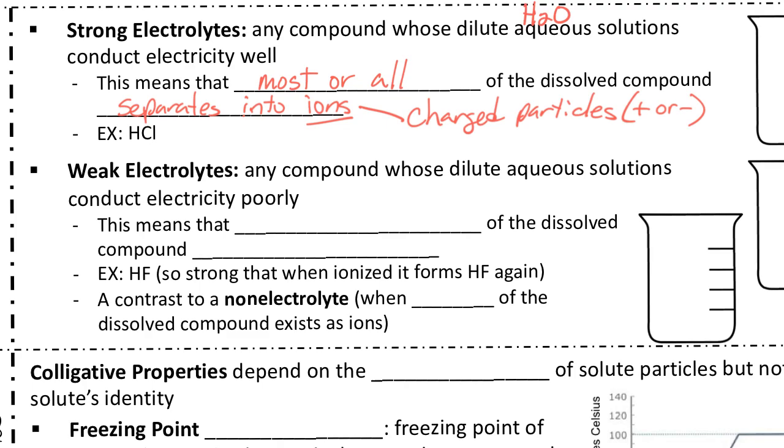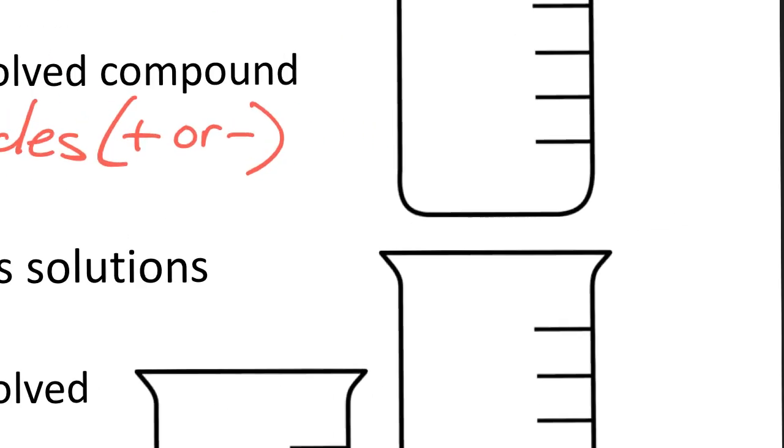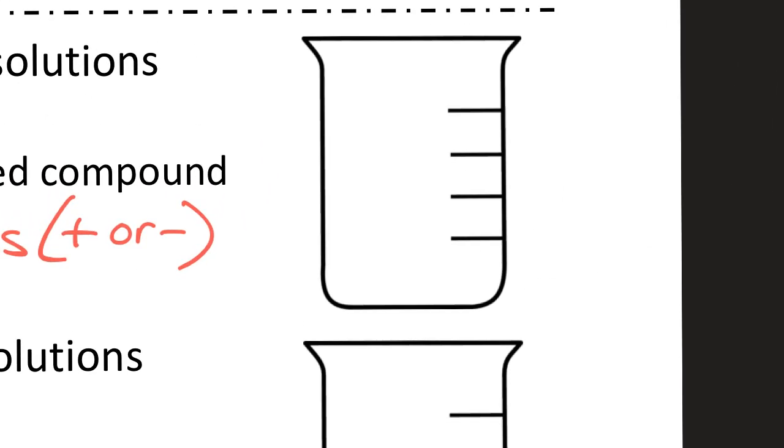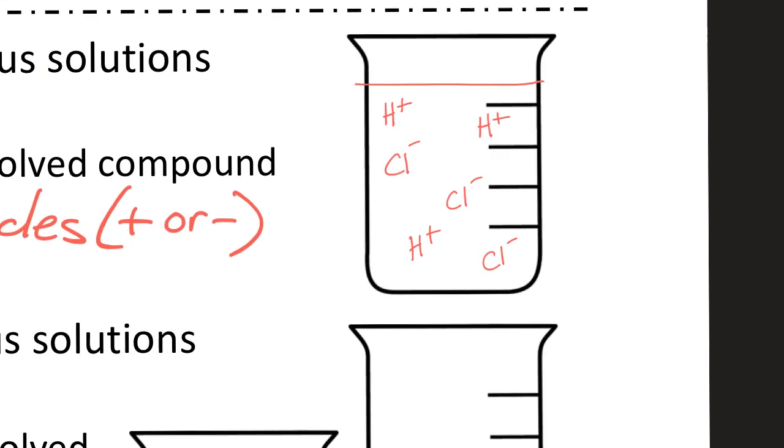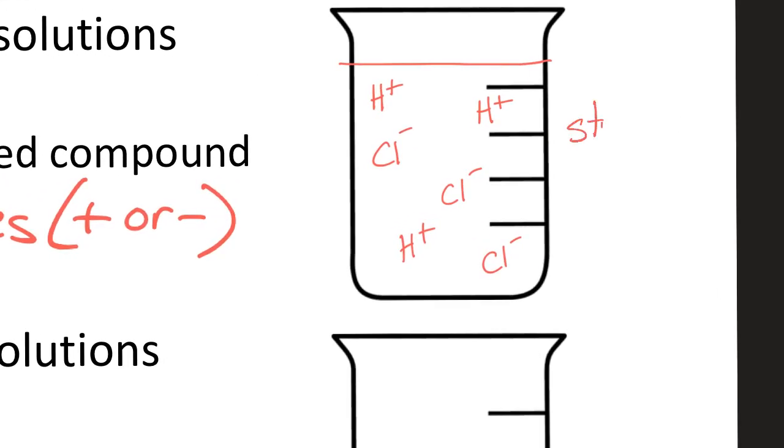An example would be hydrochloric acid. So hydrochloric acid, when it's in a solution, here's our level of fluid, is going to break up into hydrogen ions and negatively charged chloride ions. And they're just going to float all over the place in our solution. And almost all of these are going to be broken apart into those ions. And that makes this a strong electrolyte.